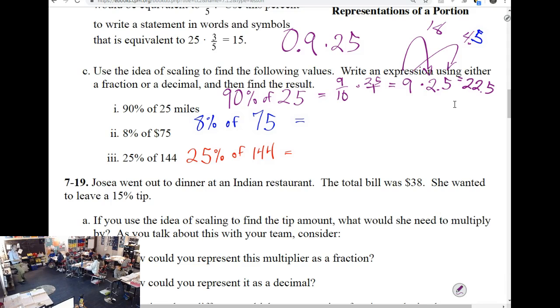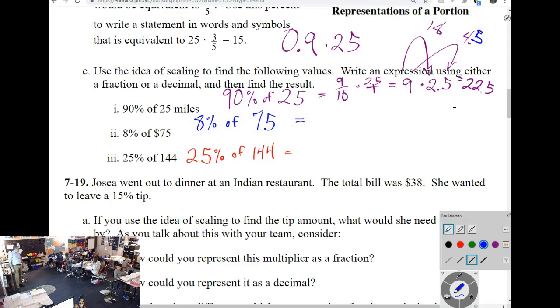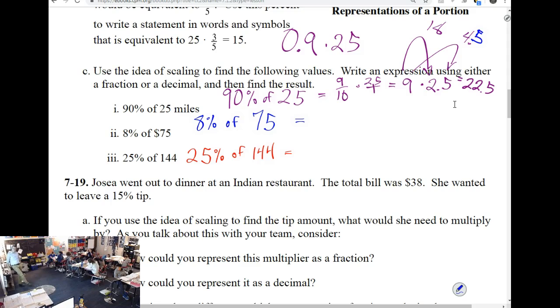8% of 75. Now I could use a decimal, right? But then that becomes 0.08. George? There was this trick that we were taught last year. If it's like out of 10 or out of 1, it's what you did up there, but you just move the decimal place over to the left once for 10%. And then twice for 1%.